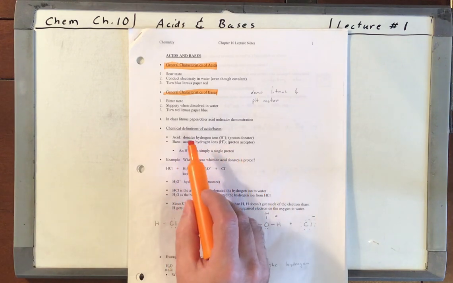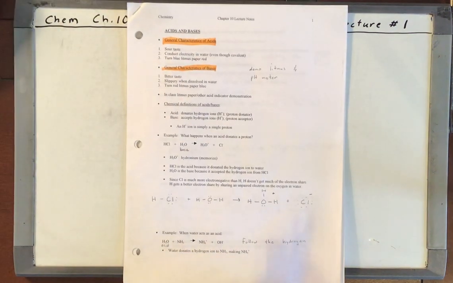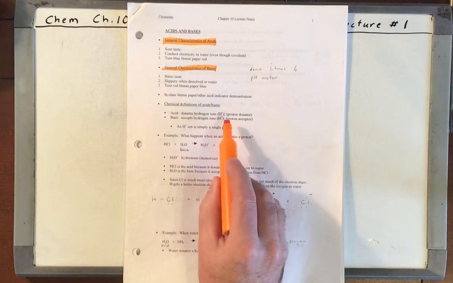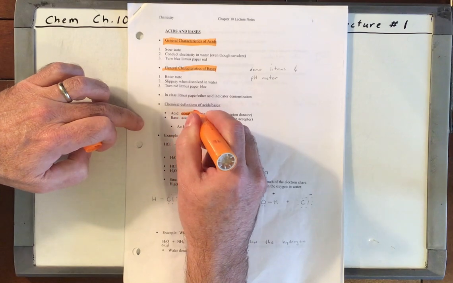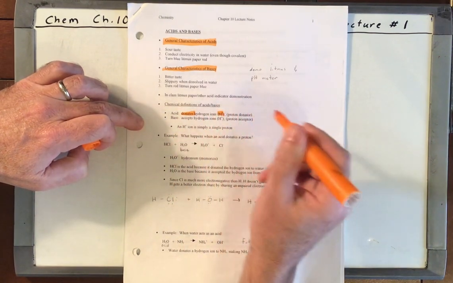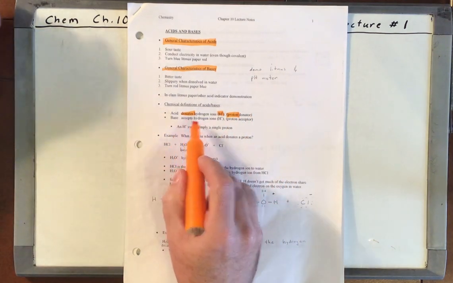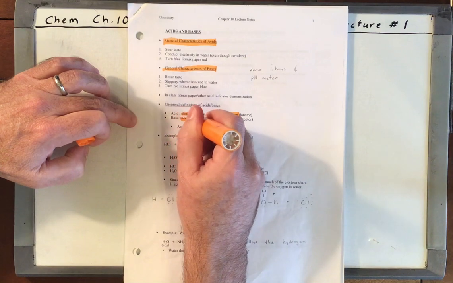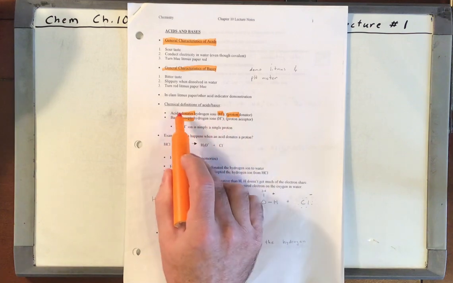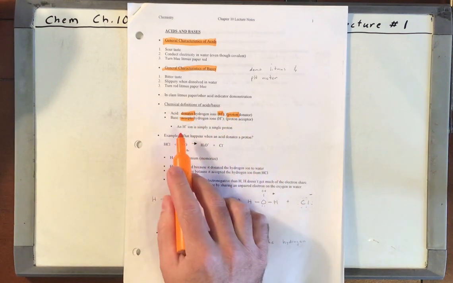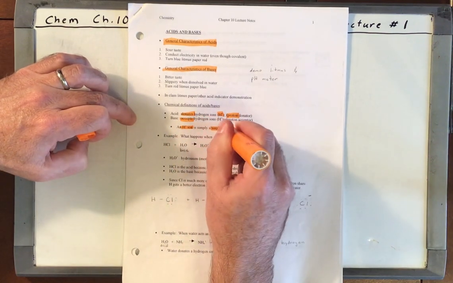Chemical definitions of acids and bases. An acid donates a hydrogen ion. A hydrogen ion is really just a proton, so we call it a proton donator. Bases accept hydrogen ions. So a base gains a hydrogen, and an acid loses hydrogens. A hydrogen ion is simply a single proton.